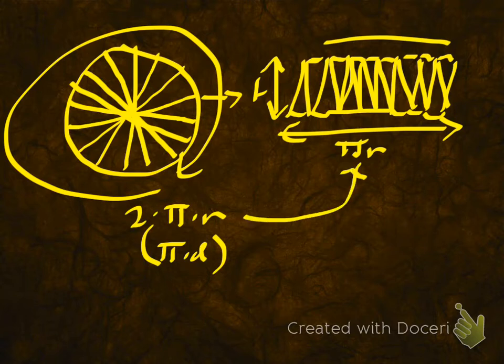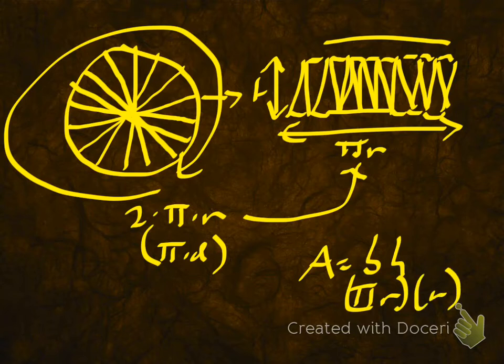So to find the area of this parallelogram, it's base times height. Well, the base is a big pi r, and the height is a radius. And pi times r is pi r squared.